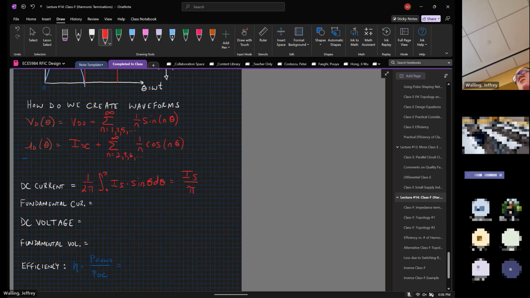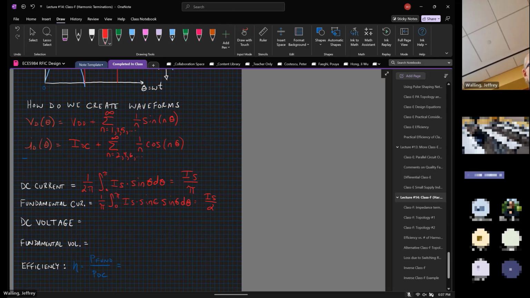All right, so we can find the DC current. It's going to be something like IS over pi when we integrate across the full cycle. The fundamental current, so we're just doing Fourier analysis: 1 over pi, integral from 0 to pi, IS times sine of theta, sine of theta d theta. This ends up being IS over 2.